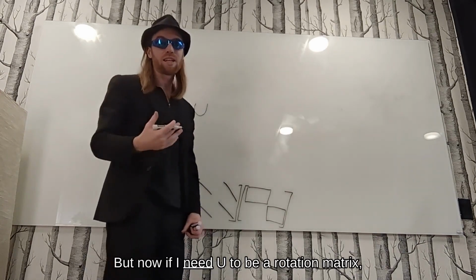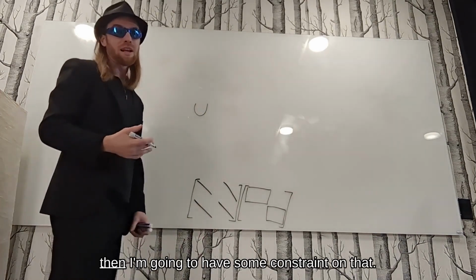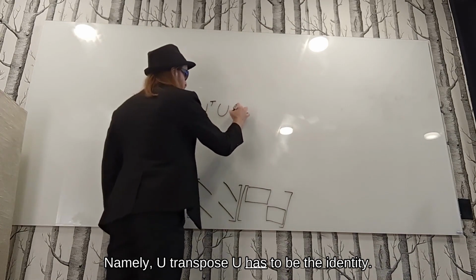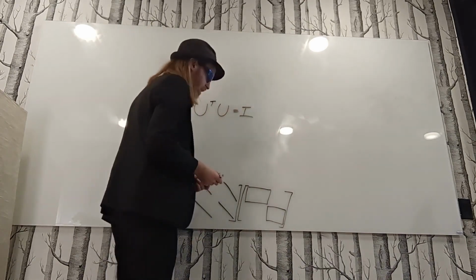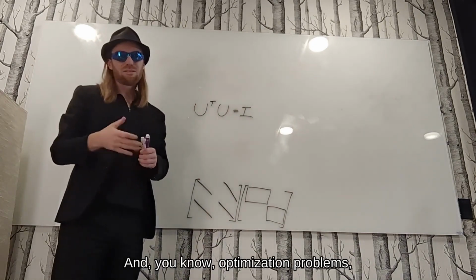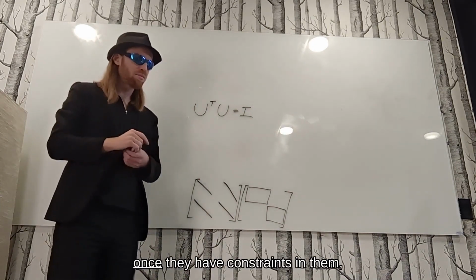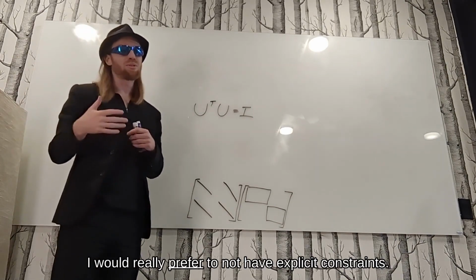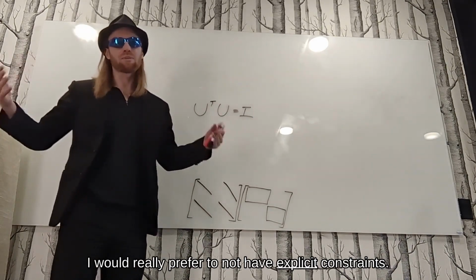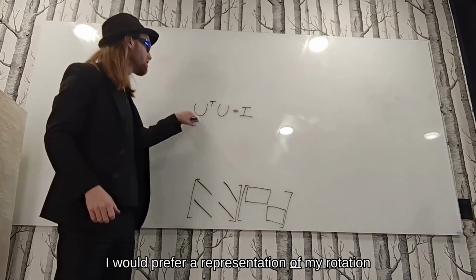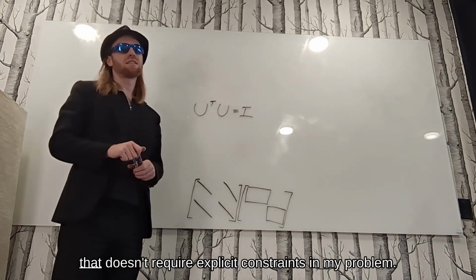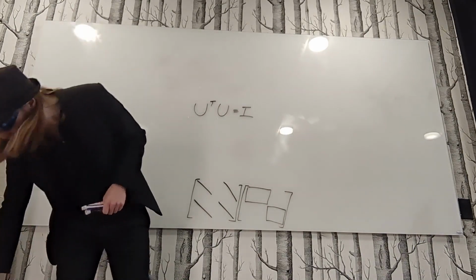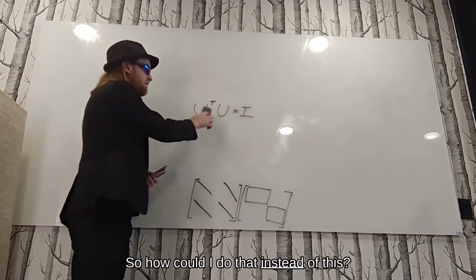But now if I need U to be a rotation matrix, then I'm going to have some constraint on that. Namely, U transpose U has to be the identity. And once optimization problems have constraints in them, it's a lot more complexity to deal with. I would really prefer to not have explicit constraints. I would prefer a representation of my rotation that doesn't require explicit constraints in my problem. So how could I do that instead of this?